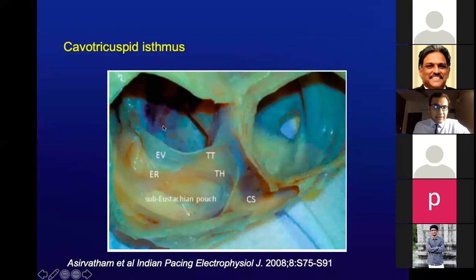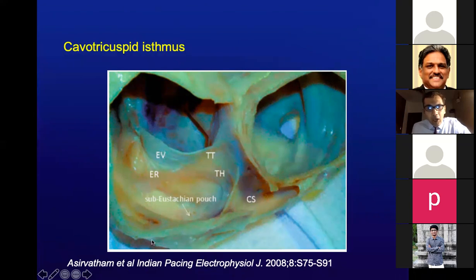Now this is the IVC. And as you come up from the IVC and try to get into the right atrium, and from the right atrium you try to go into the right ventricle, you encounter these structures. There is the valve of the IVC, also called the Eustachian valve, and then the valve of the coronary sinus, which can be seen right here. So between these two structures is the cavo-tricuspid isthmus.